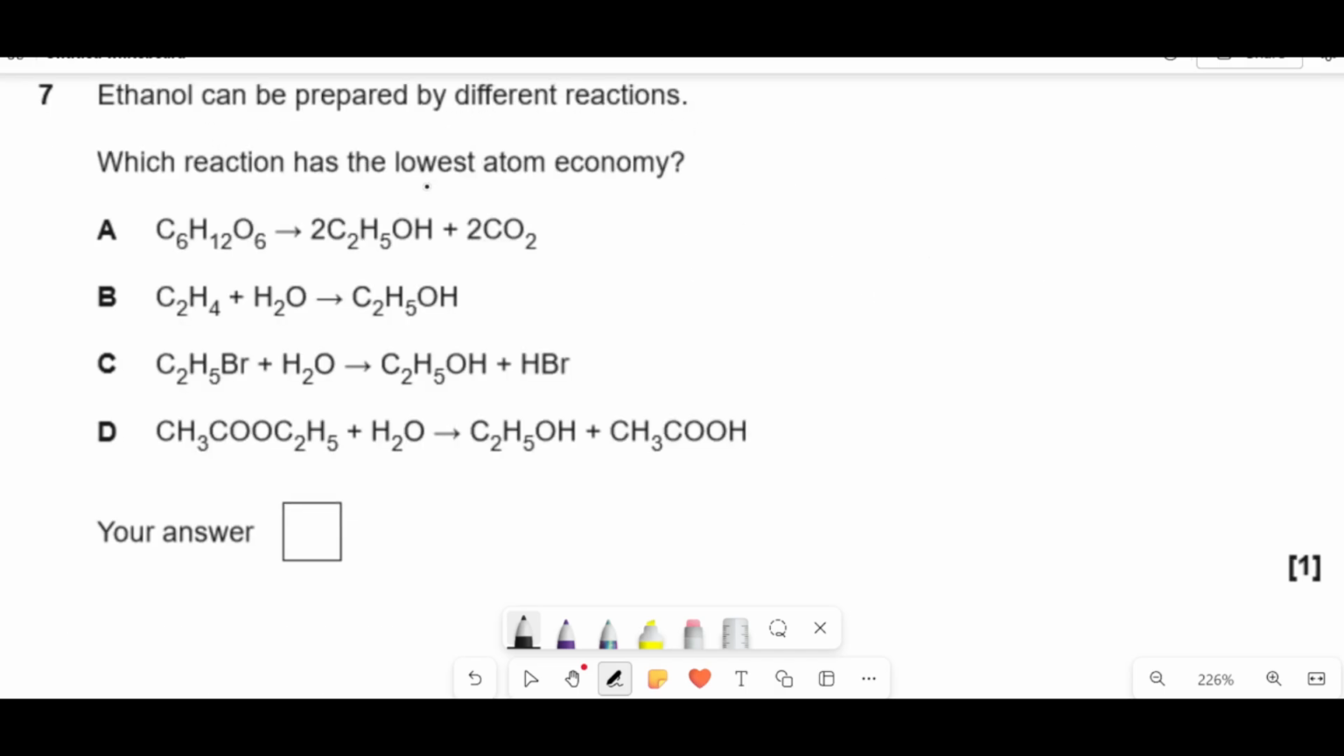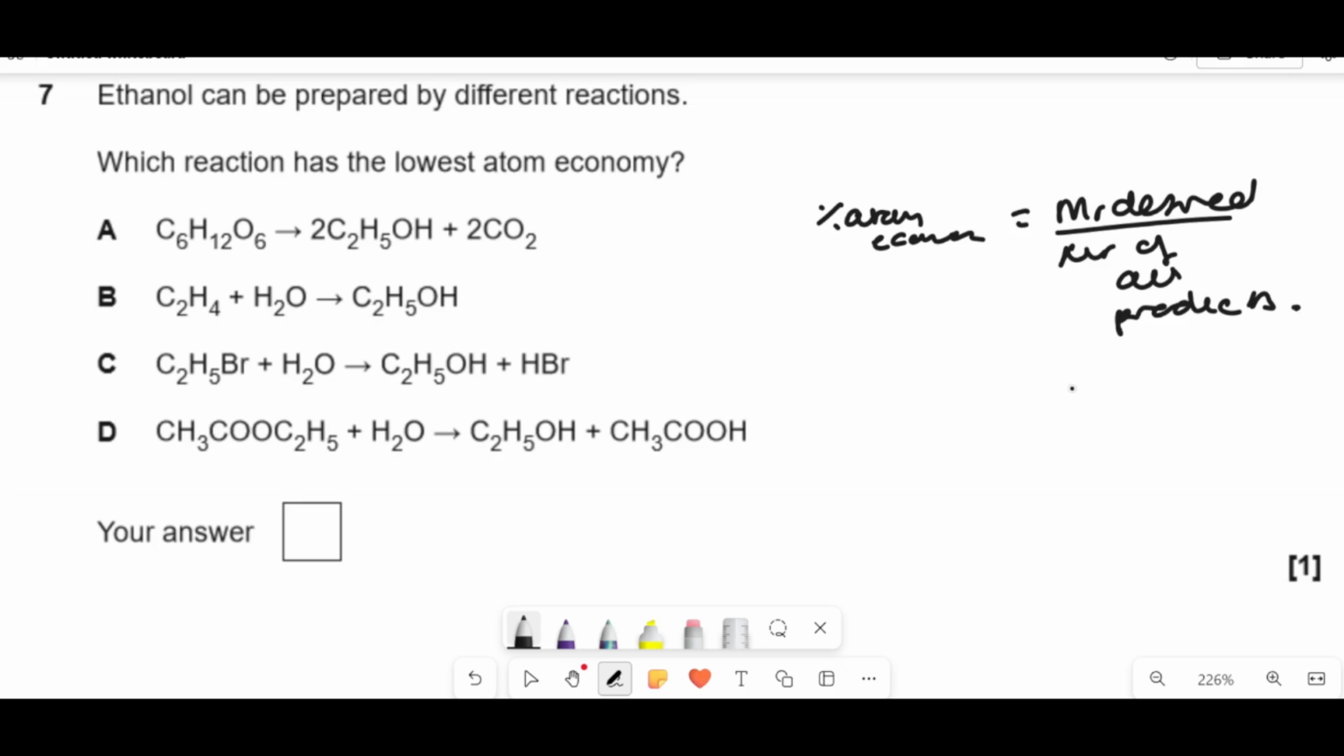Ethanol can be prepared by different reactions. Which one has the lowest atom economy? So a percentage atom economy, remember, is the MR of the desired product over the MR of all products. So we need to figure out which ones we actually care about. This is what we want. That's got to be the highest atom economy because there's only one product, so immediately we could knock that one out. Here, this is what we want, and that's what we want.